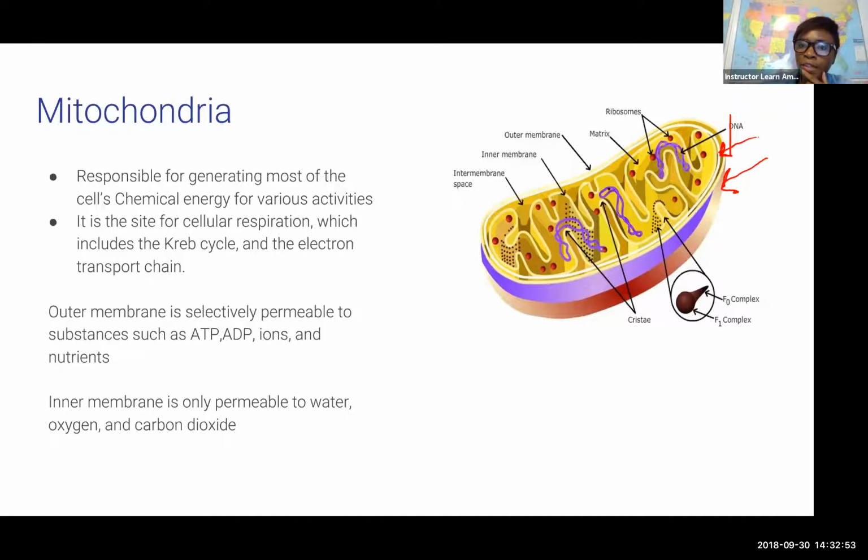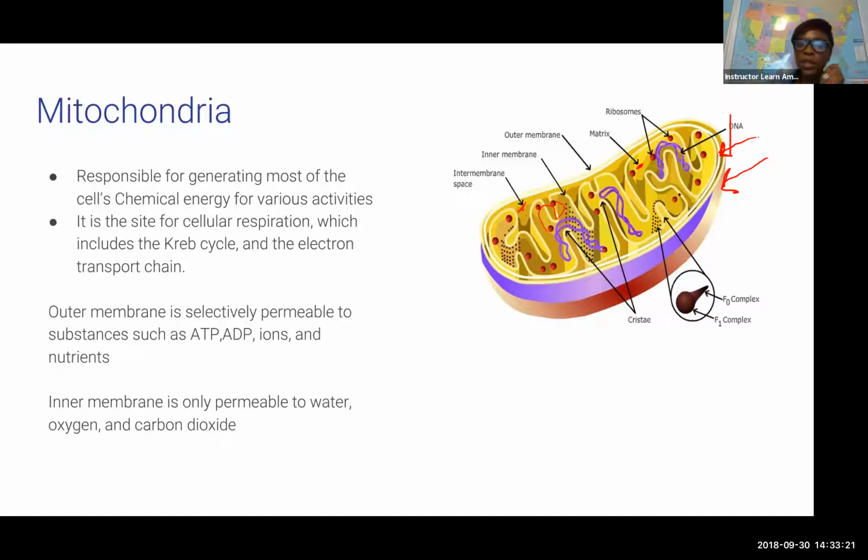Throughout, you have this folded structure on the inside of the mitochondria. And the space that's formed along is referred to as the intermembrane space. In between each fold, that's referred to as a matrix. And you could see again, here we have the ribosomes found throughout the structure.